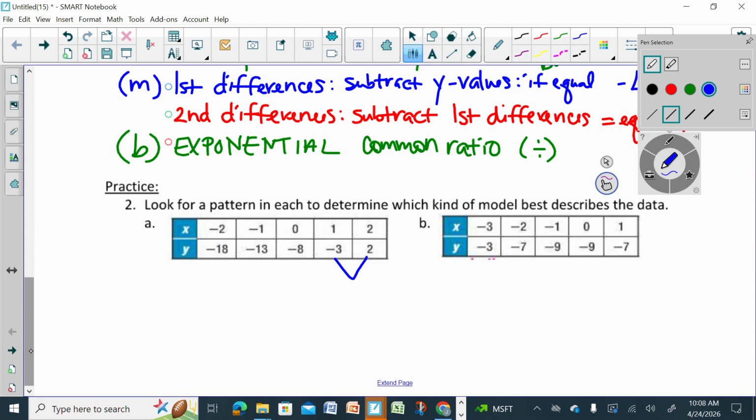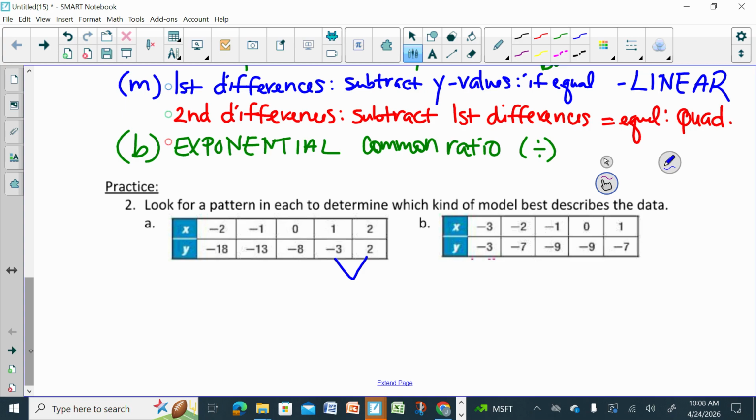So we're going to start with 2 and we're subtracting -3. So 2 minus -3 actually ends up being +5. Now I'm going to do -3 to -8. Now, whether they're equal or not, I need to finish this out. You have to do first differences. -3 minus a -8 ends up being +5, also 5. And then -8 minus a -13 is also 5. And -13 minus a -18 is also 5.